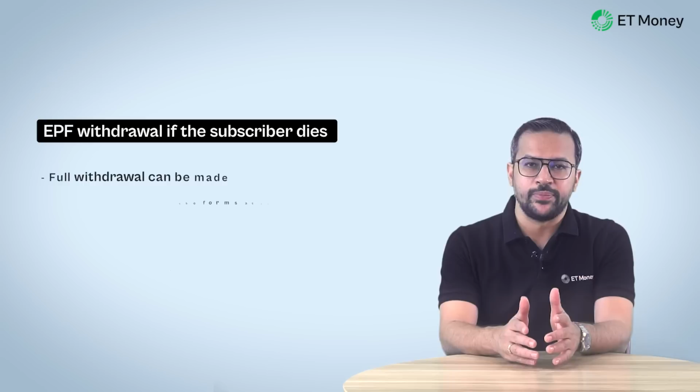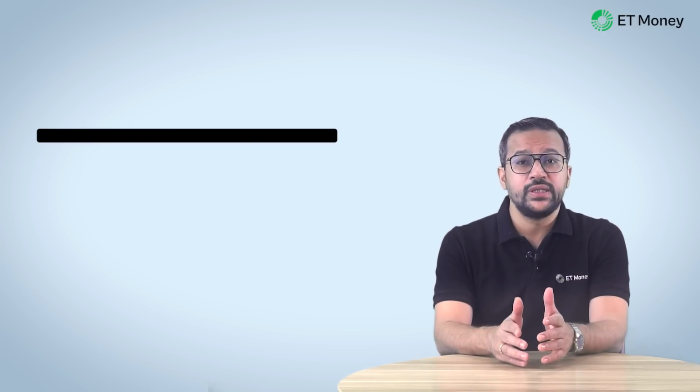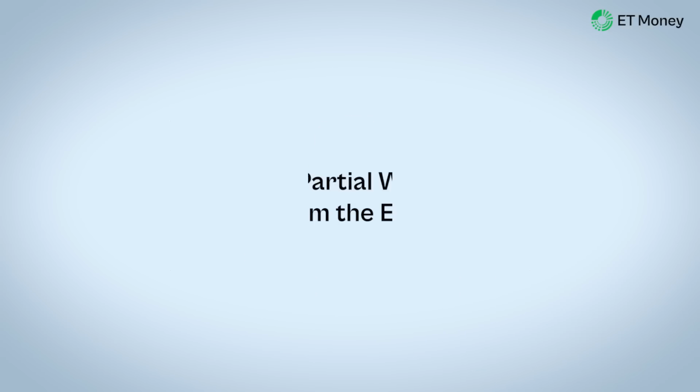So complete EPF withdrawals are possible only in two cases, on retirement and in the case of unemployment. There is one more case where complete EPF withdrawals can be made, in the case of death of the subscriber. If the EPF subscriber has passed away, the nominee can fill out required forms at the nearest PF office and provide supporting documents like the death certificate to claim the amount in the deceased EPF account. However, there are many cases where you can withdraw your EPF partly. Let's see them next.